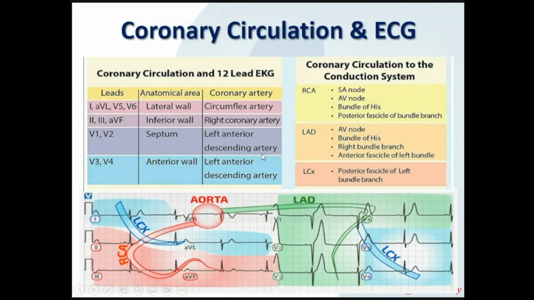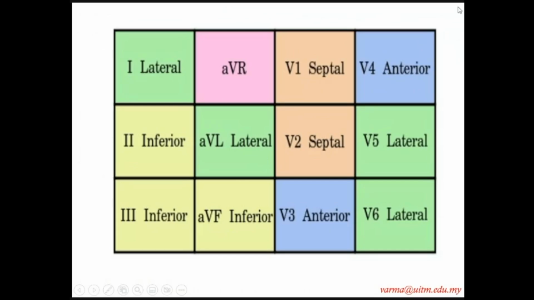So this is just a recap of that day, a summary of the whole thing to remember. Leads 1, AVL, V5, V6, the lateral part, are supplied by the left circumflex. V1, V2, V3, V4, all septal and anterior, are mostly supplied by the left anterior descending. Leads 2, 3, AVF are the RCA, the right coronary artery.